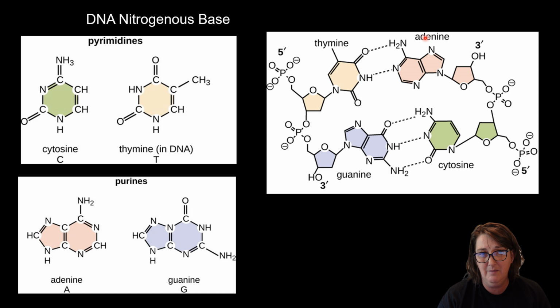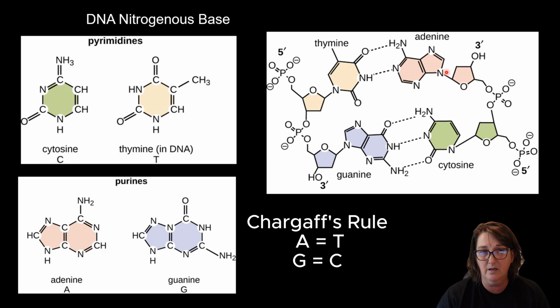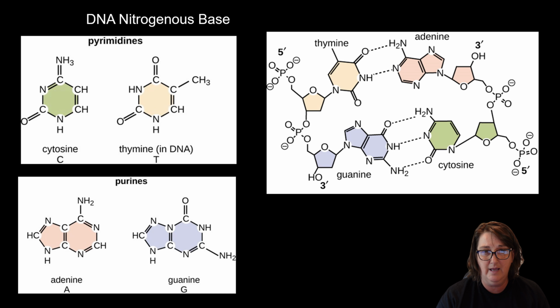So adenine and thymine are going to bond. They're going to be a complementary pair. 2 hydrogen bonds are going to put them together. Guanine and cytosine are going to be a complementary pair, and then I'm going to have 3 hydrogen bonds between them. And if you've ever heard of Chargaff's rule, Chargaff's rule is talking about complementary pairs. That's what it's talking about.